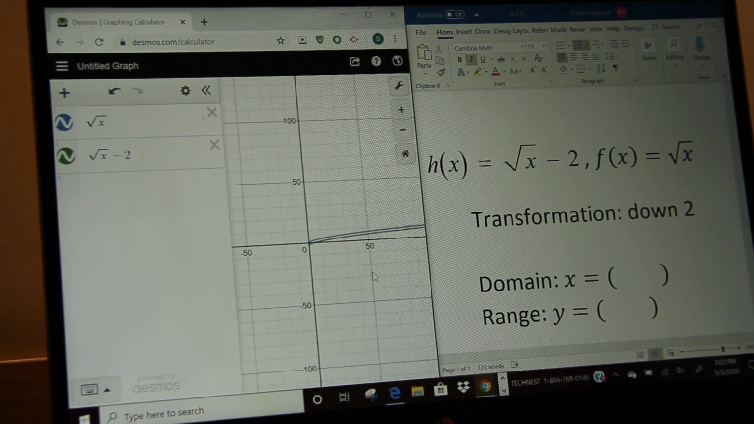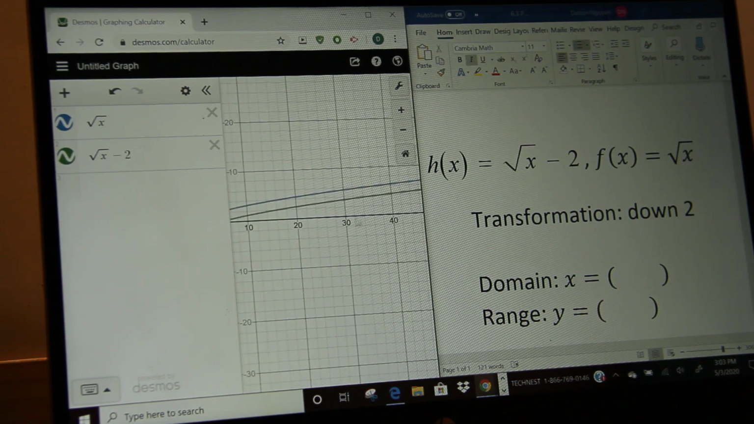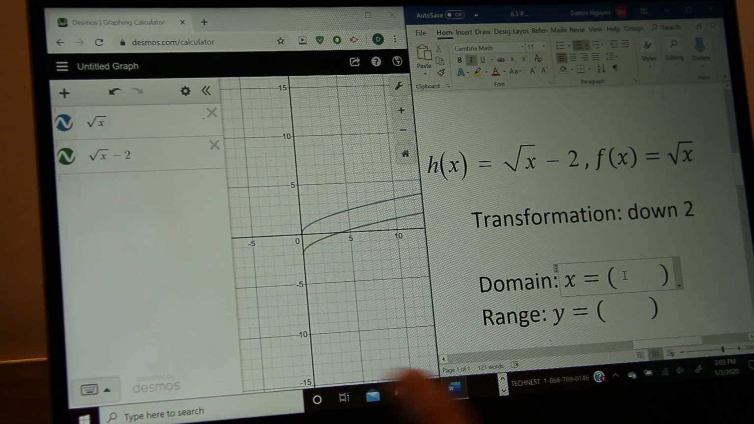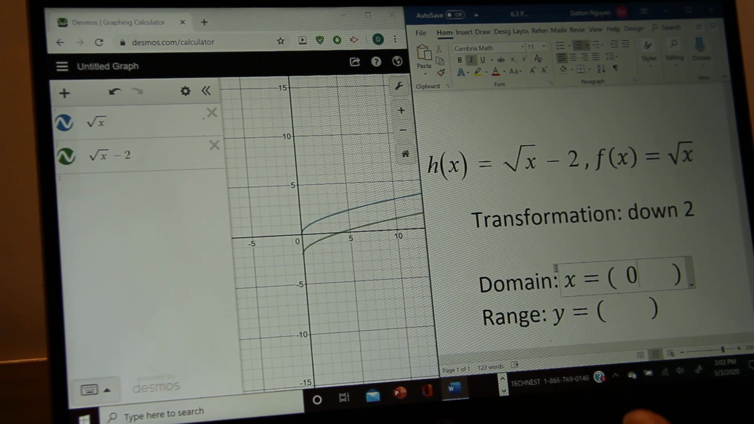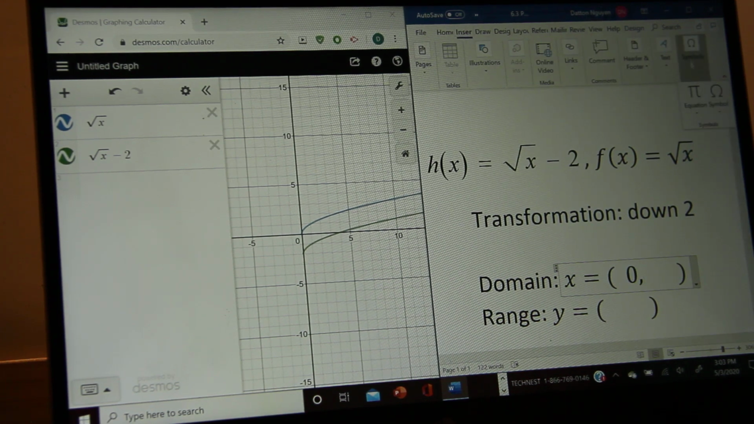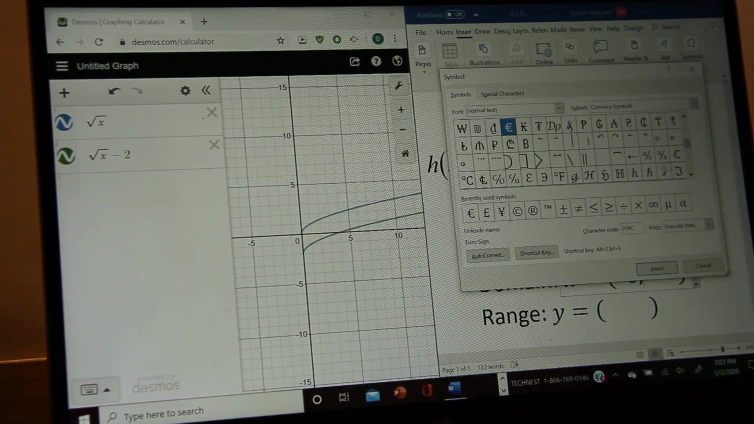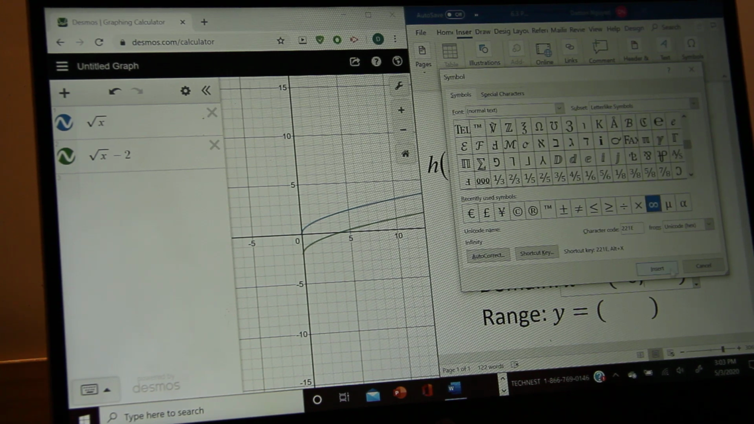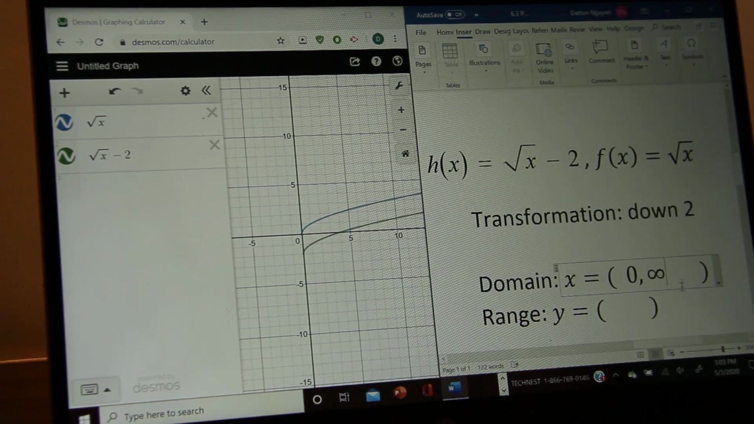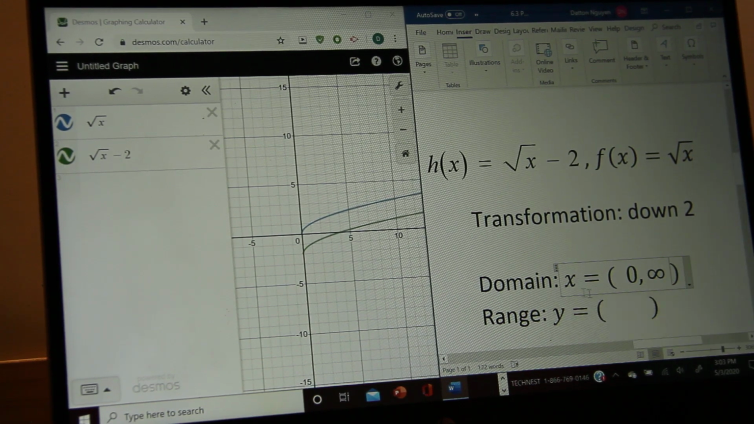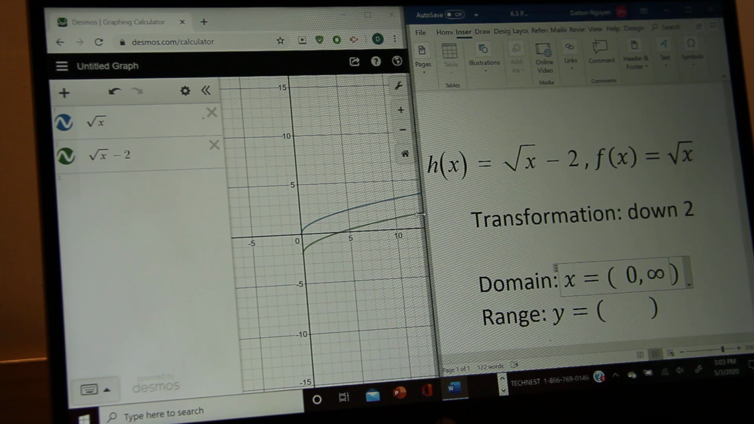So if I go back to where my graph started, it started at 0, and then where did it go? It went all the way to infinity. So let me look for that, more symbols. So where's my infinity symbol here? There it is. And that's where I start. That's where I start, but that's my domain. It goes from 0 all the way to infinity.